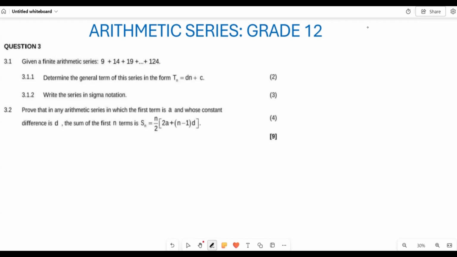Now, let's look at this one. It is a past exam paper from the KZN province. This was from the year 2024, right? So let's look at the question that we are given here.